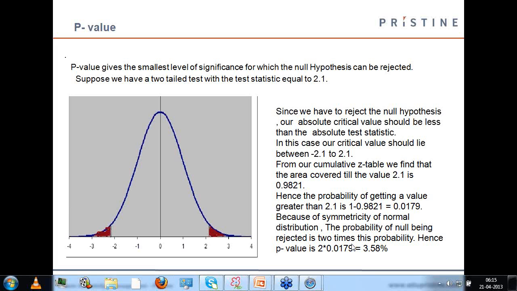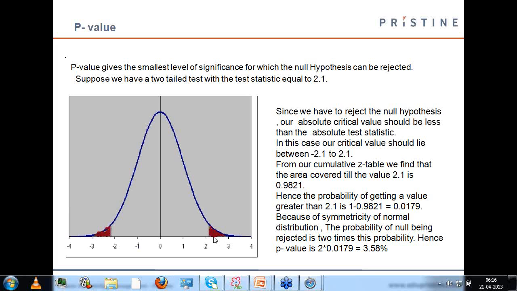When we look up the cumulative Z table, we find that the area covered till the value 2.1 is 0.9821. The area we need to consider is the value which lies to the right of 2.1, which is 1 minus this value, which we find from the cumulative Z table. So this value we got is this much. And since the normal distribution is symmetrical in nature, the p-value will be 2 times this value.